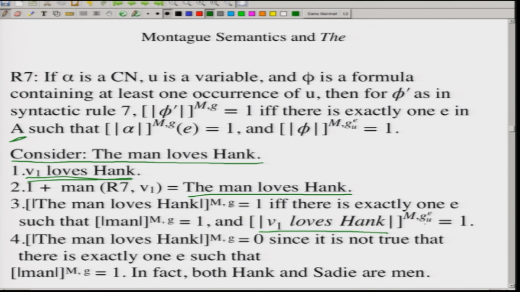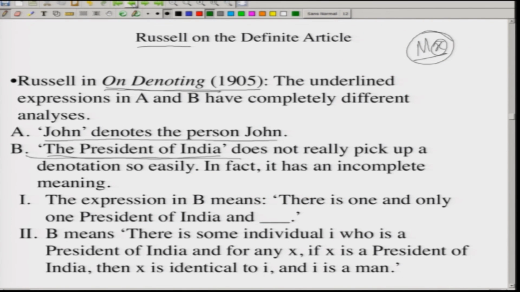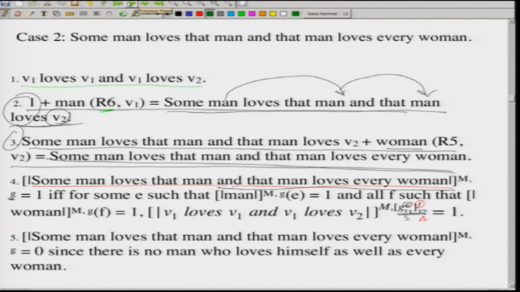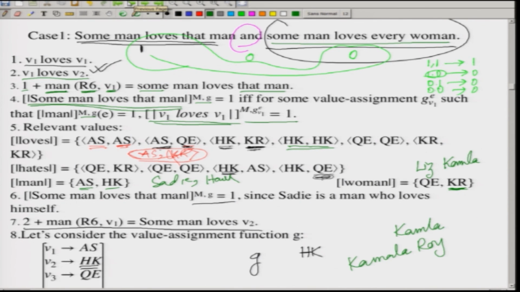Is it the case? We get back to our old model. Is there a unique man, the man? If we go back, yes, there are actually 2 men in our system, that is Sadie and Hank. So, the man in a sense fails in the system, because the man will always give you the truth value 0, because precisely this is claiming that there is one and only one man in the system, and that man loves Hank, which is not true.